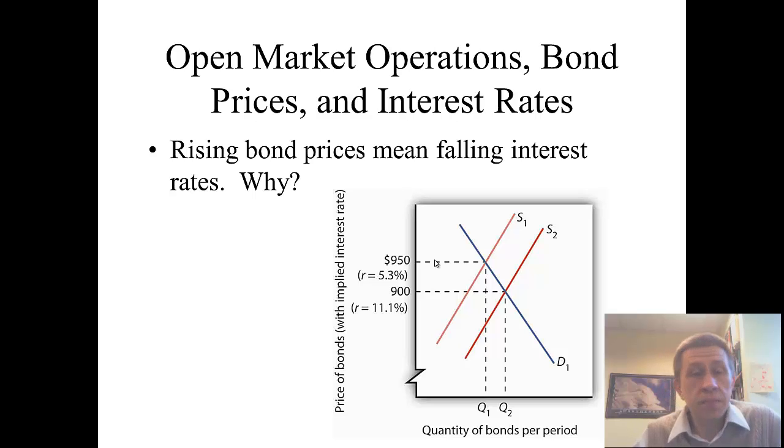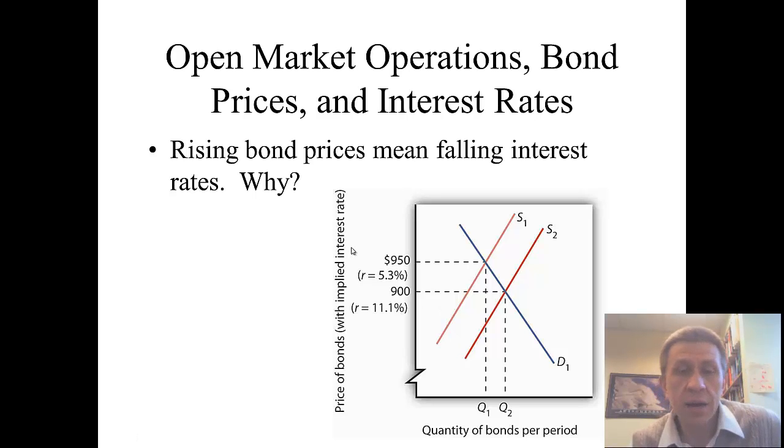So rising bond prices mean falling interest rates. And we see this, right, from S1, the initial supply curve, price of $950, and they've computed that that means an interest rate of 5.3% because the bond is bought for $950 and then sold, and then it is redeemable at the end of a year for $1,000. It's a 5.3% interest rate. With the increase in supply, we see a price dropping to $900, the interest rate increasing to 11.1%.